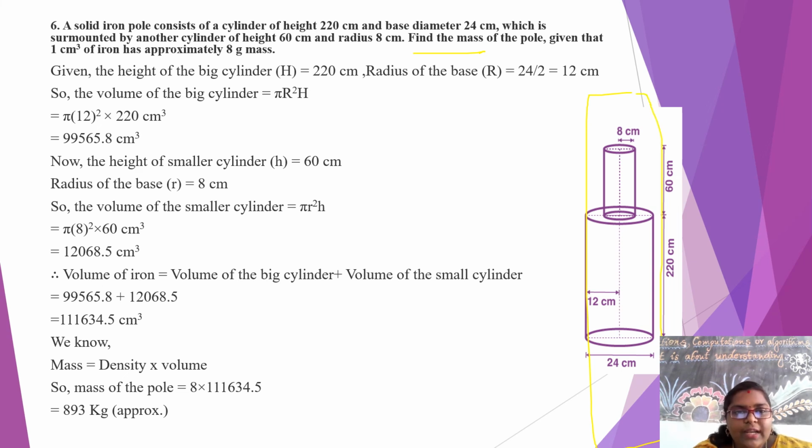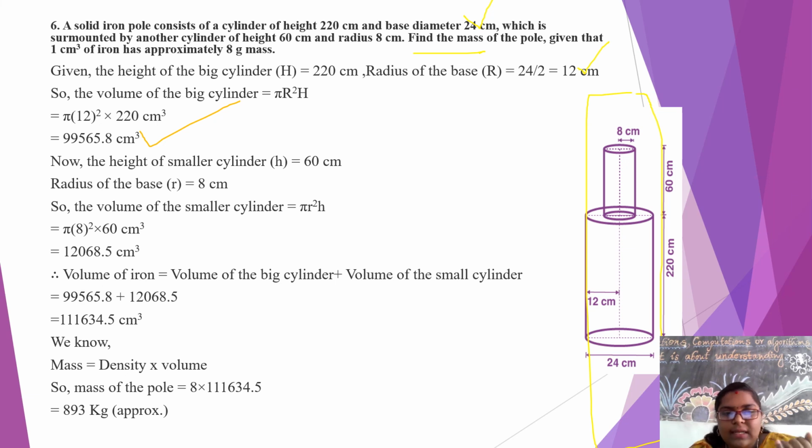So what we have to find? The height of the big cylinder. Big cylinder means the base cylinder. They have given height 220 centimeter, and the diameter 24 centimeter. So the radius is 12 centimeter. First we have to find the volume of the big cylinder. That is why I denoted capital R, which means pi capital R square h. We know R is 12, h is 220. Substitute and find the value. So we are getting this value as the big cylinder volume.